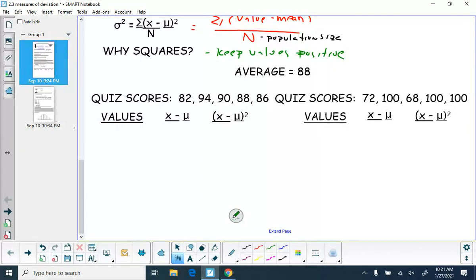All right, to find our variance. Okay, we're going to find our variance for our values up above. So my values were 82, 94, 90, 88, and 86. Those are our values.